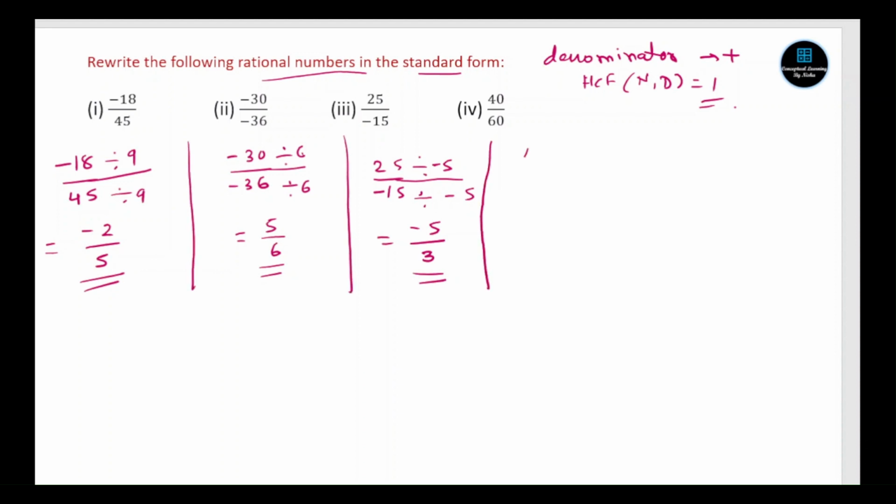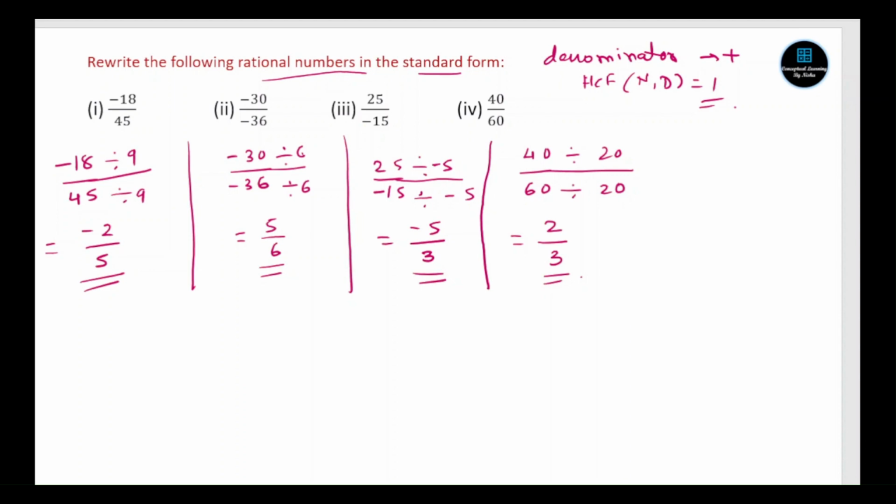Alright. Now 40 upon 60. So the common HCF is what? 20. Right? If I divide them by 20, what do we get? 2 upon 3. So this is in standard form now. Right? I hope you understood this. Solving in standard form.